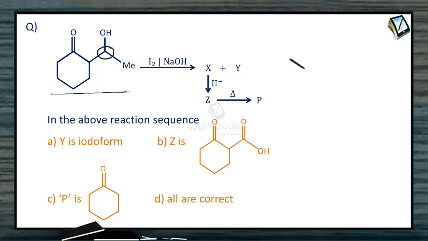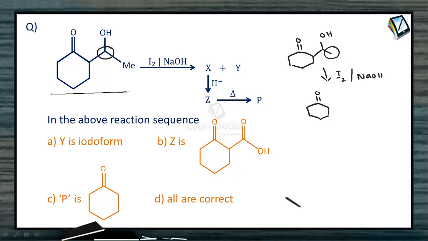In fact, when we take this as the starting material and bring about the iodoform reaction with I2 in the presence of alkali, the cyclohexanone part remains the same, and the methyl group directly attached to the carbon of the alcohol will come out in the form of iodoform, that is CHI3, which is a yellow precipitate. And this, during the iodoform reaction, becomes C double bond O, O minus Na plus. So the sodium salt of this is formed.